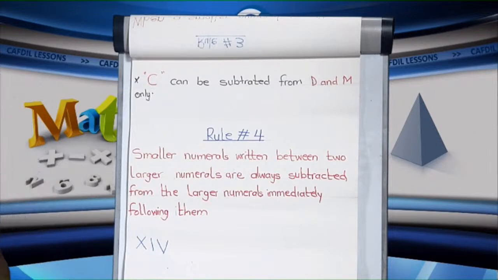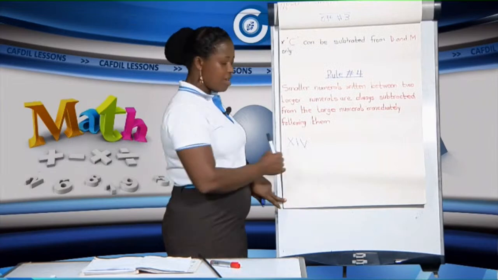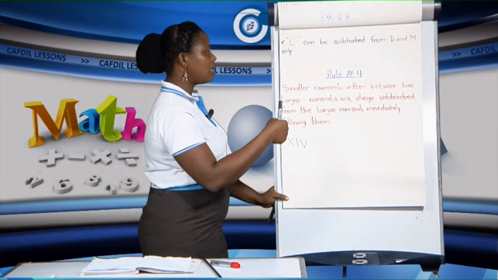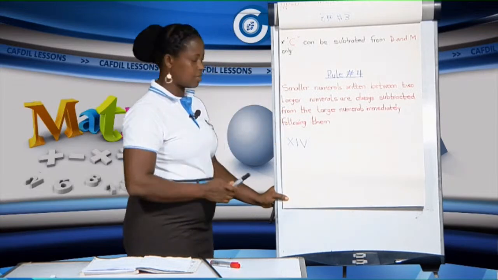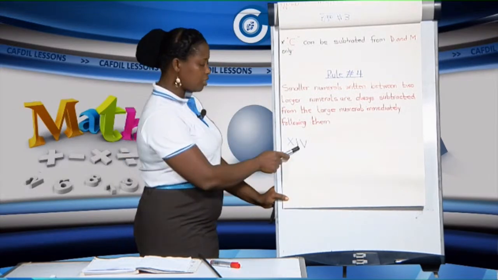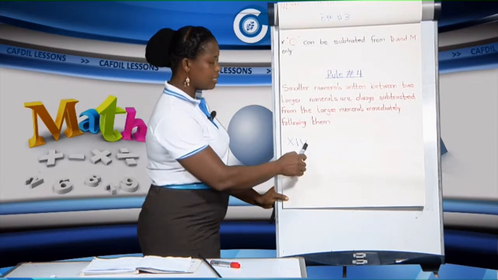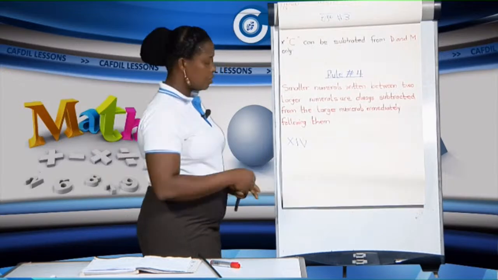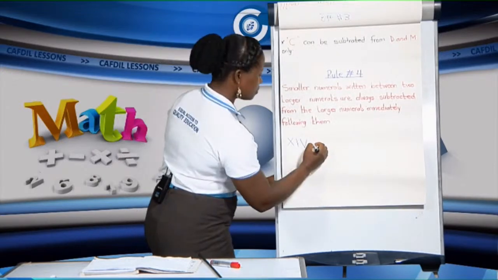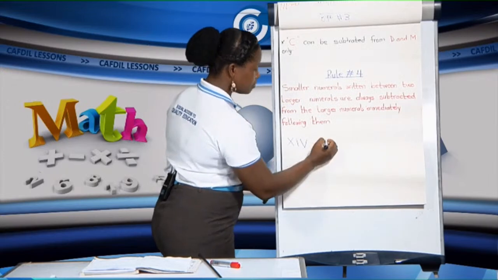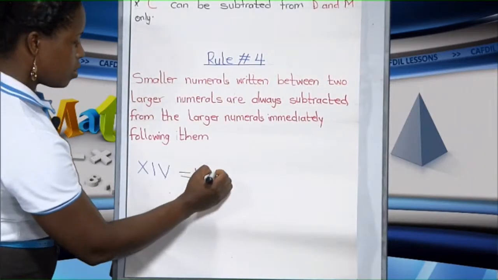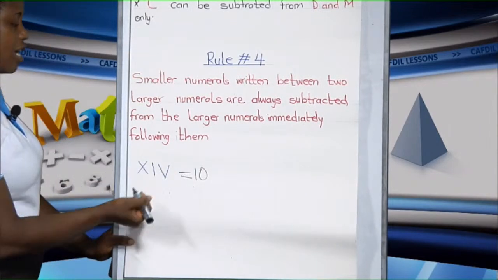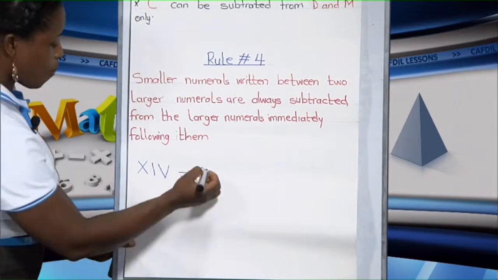So example, XIV. So what does it mean, always subtracted from the larger numeral immediately following it? So I is here. Which numeral follows I? It is V. So we are going to subtract I from V. We know X to be 10, and after 10, the rest of the numerals are small, so we're going to add.